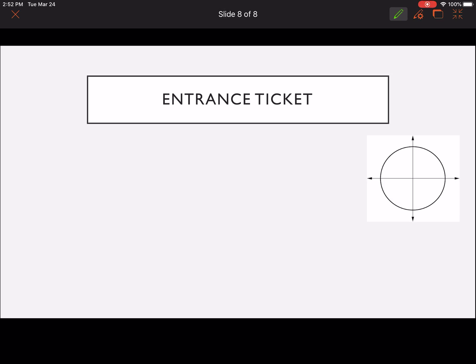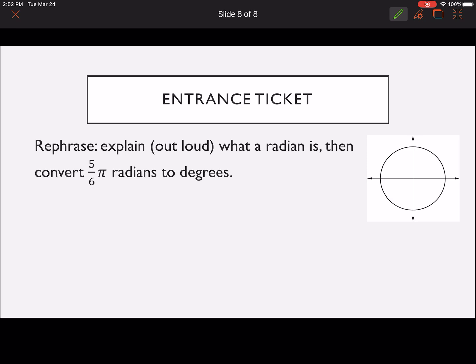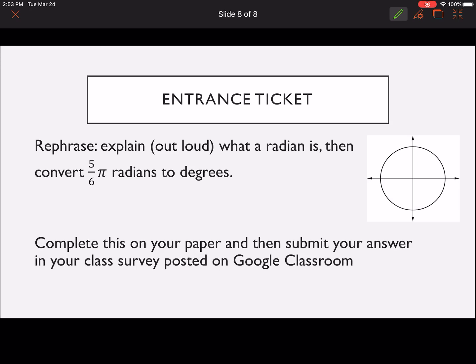Here's your entrance ticket. First, I want you to out loud rephrase and explain what a radian is. Then you're going to convert 5 pi sixths from radians into degrees. So I would like you to try to do this without looking at your notes, if at all possible. Write it out on a piece of paper and then submit it to our survey on Google Classroom.